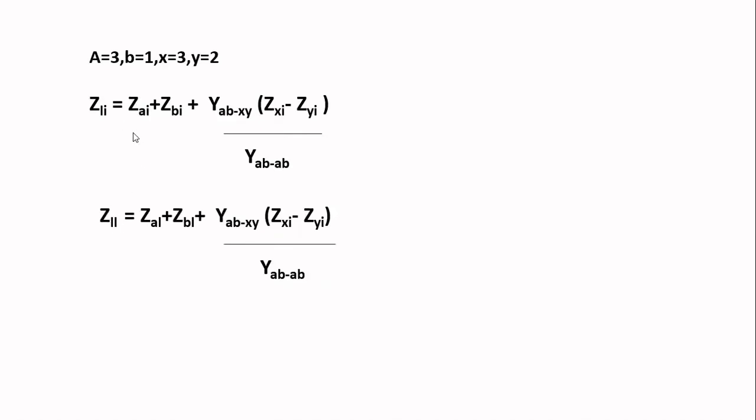After forming the Y2313 matrix, then we calculate ZLI and ZLL. What is the formula for finding ZLI? First of all, we consider I equal to 1. That is ZL1 is equal to ZAI. A means 3, I is 1, therefore Z31 plus ZBI.